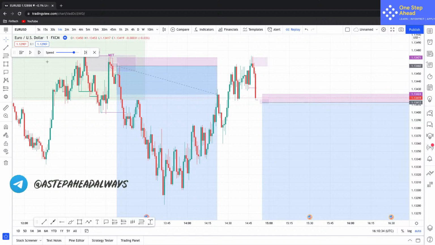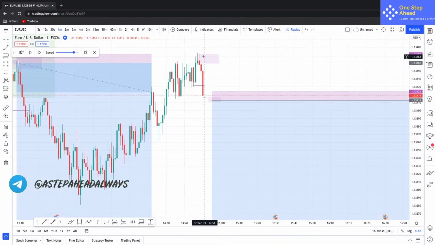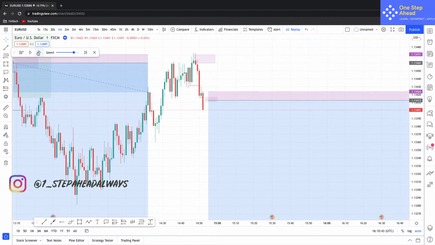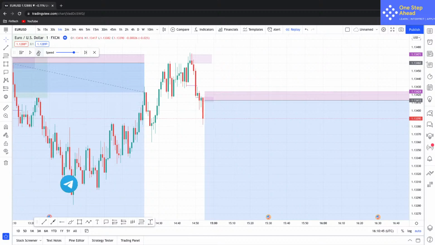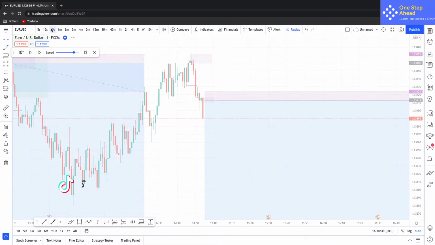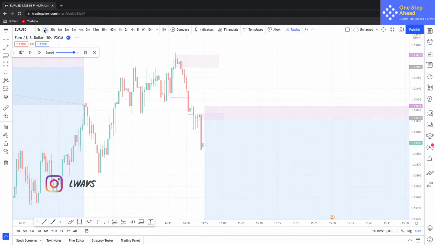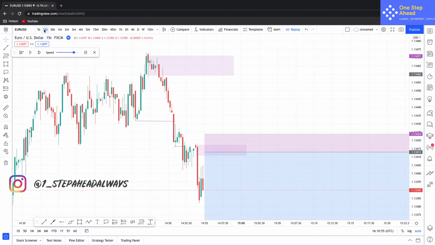So what do we see here? We see first break of structure, we have this order block, it needs to be mitigated. I think I went for 30 second, it's not on the 1 minute, but I think 30 second or 15 second something. Yeah, on 15 second, it makes sense.